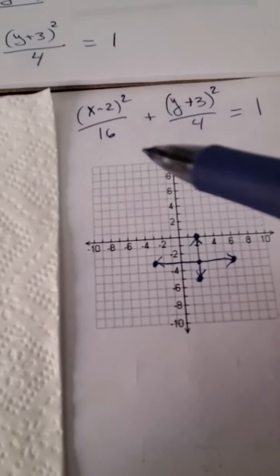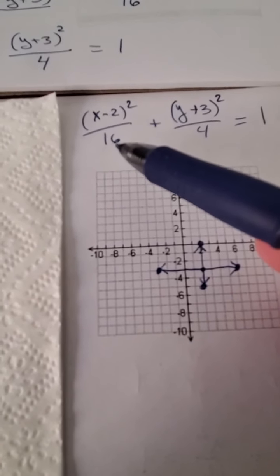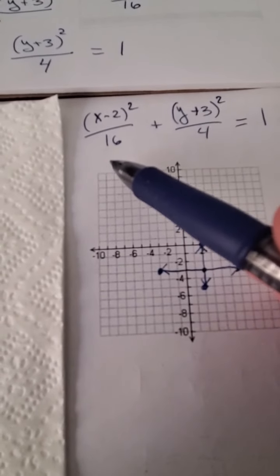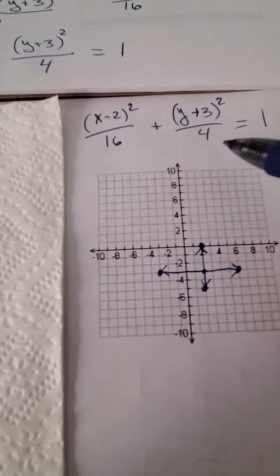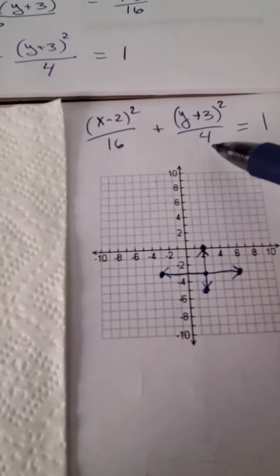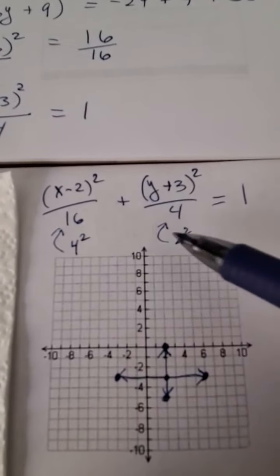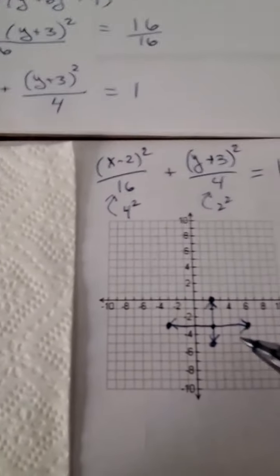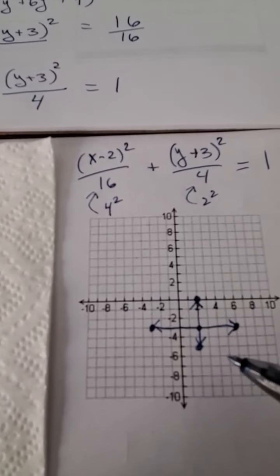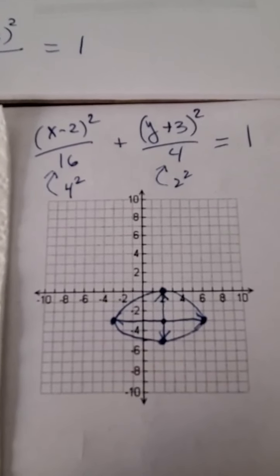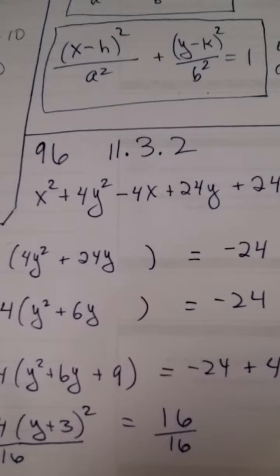So I'm starting from my center, and I'm going 4 right and left. I'm starting from the center, I'm going 2 up and down. Why 4? Because 16 is 4 squared. Why 2? Because 4 is 2 squared. Anyway, this is my ellipse now. Now I just got to fill it in, which I'm sure I'll do a fabulous job as always. And that is my fabulous ellipse, which started all from this equation right here.